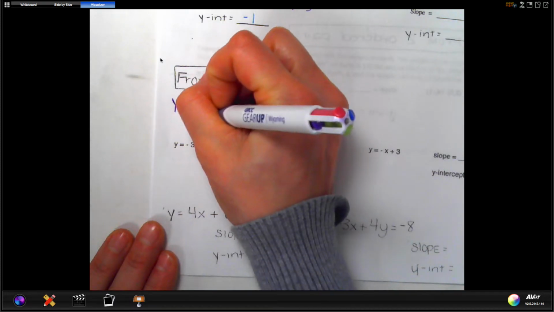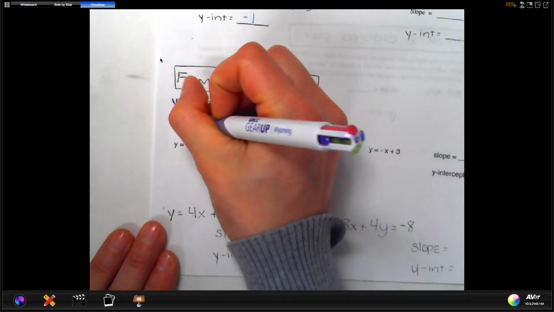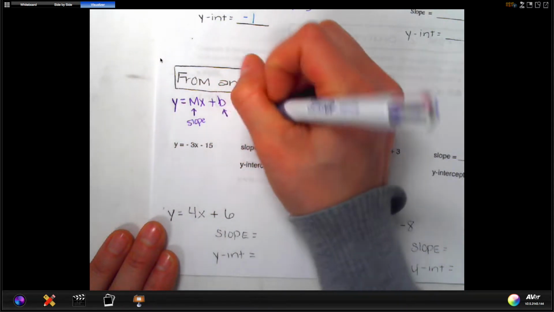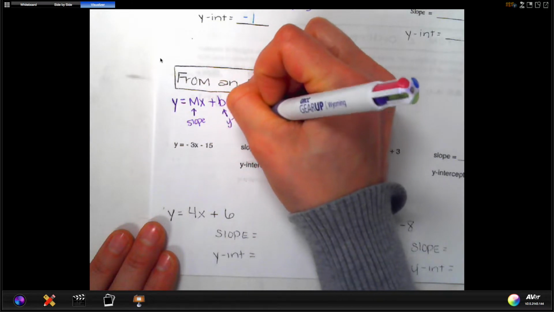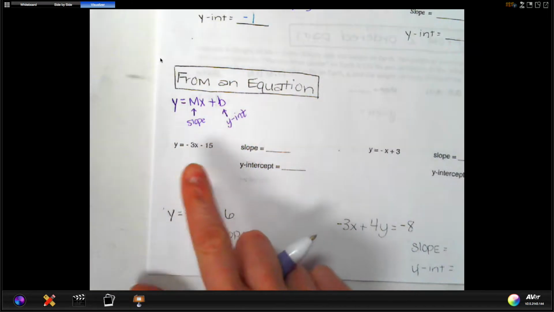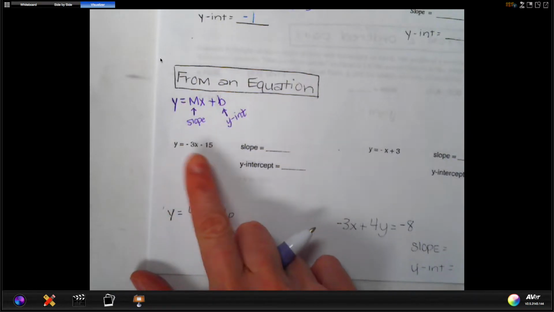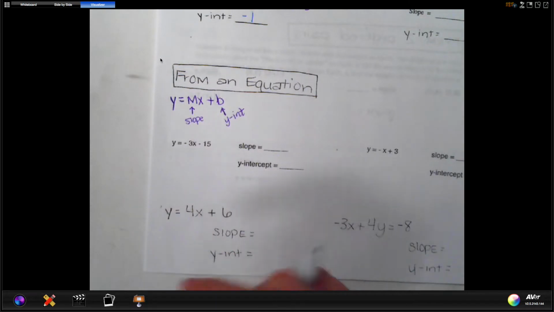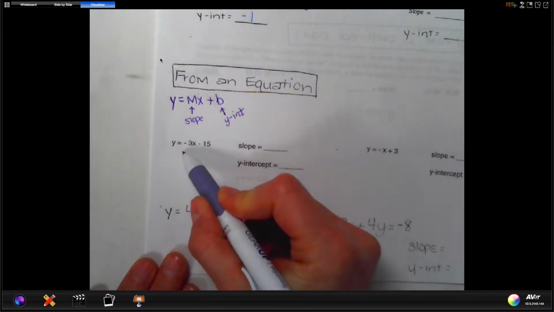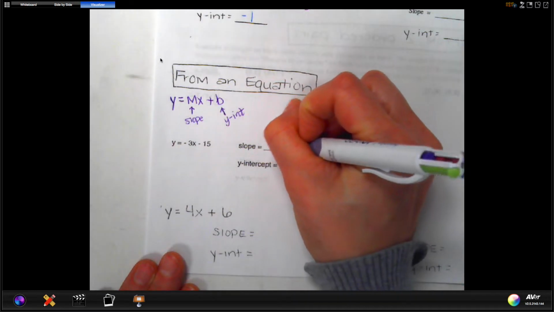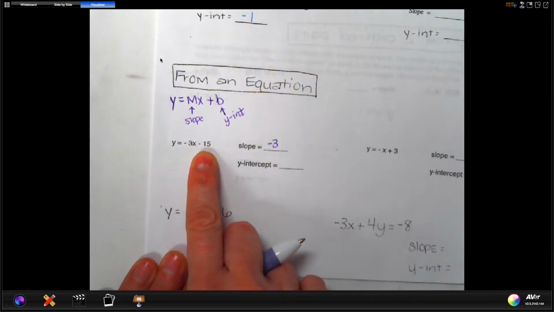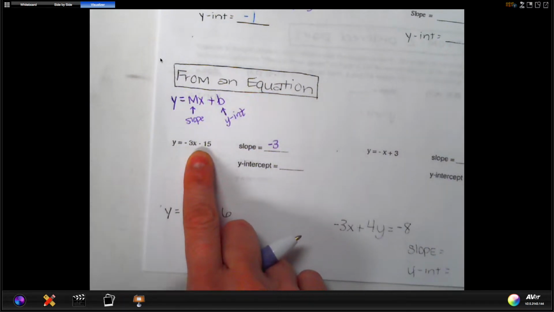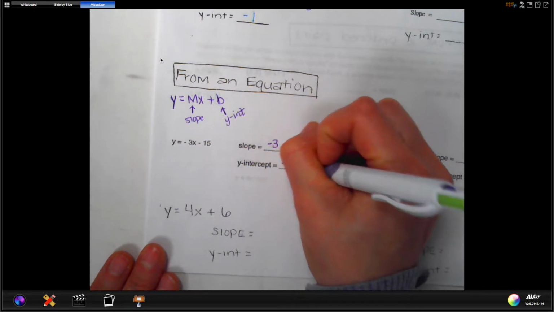The number next to the x, the m in this case, is always going to be our slope, and the number that is not next to the x is going to be the y-intercept. So on this first one, you look at it and say, y is already alone on the left side of the equation. Perfect. There's no work to be done here other than realize that -3 is next to x, so that's our slope, and 15 is by itself, but this is now a -15 because the minus goes with it. So our y-intercept would be -15.